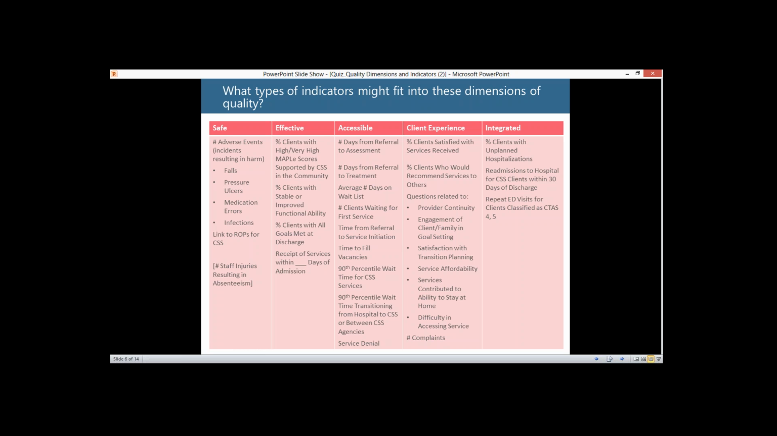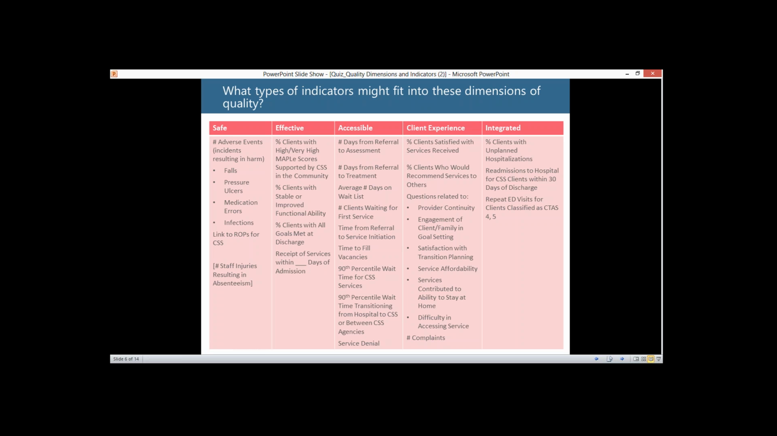Some organizations will place some of these kinds of metrics in this final column into effective, with the rationale being that if you can keep people out of emergency departments or out of hospital, then you're being effective in your service delivery. So they could really fit under either of the two domains. The challenge is that if these kinds of indicators get put under effective and you want a balanced set of indicators, there's nothing really left to put into this final column.